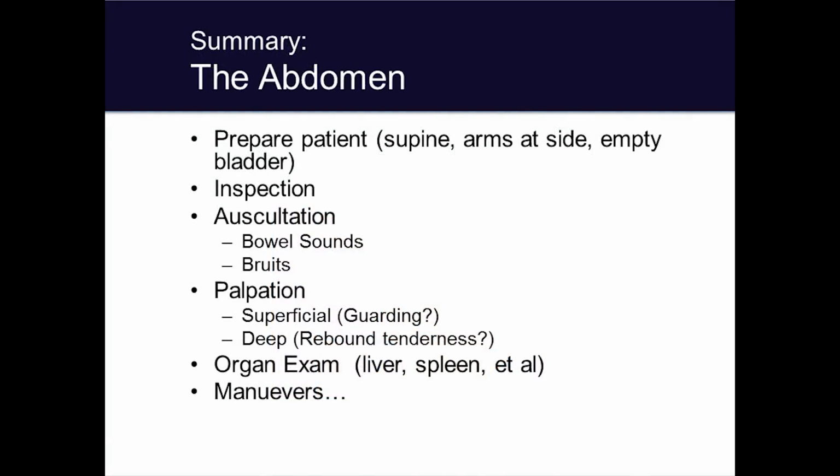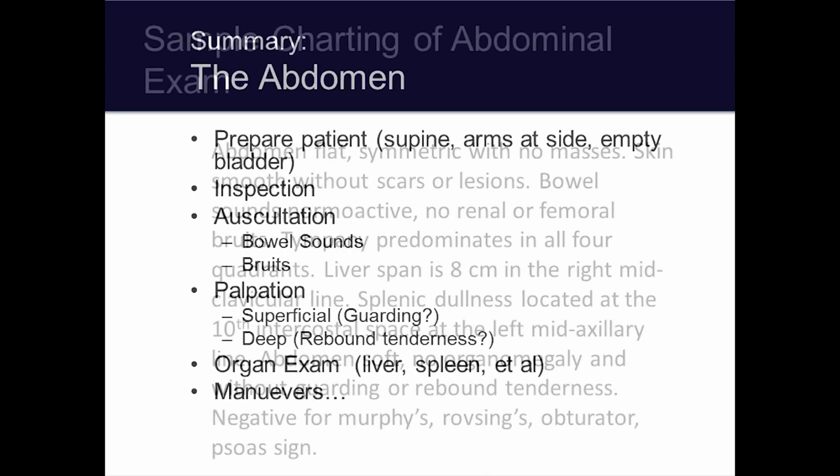In summary, you want to prepare the patient appropriately. So they should be lying on a flat table, supine, with their arms at their side and having an empty bladder. You want to do inspection, auscultation of bowel sounds and bruits, palpate superficially to detect any guarding, which could be voluntary or involuntary, and then more deeply to detect any masses or rebound tenderness. Then you want to examine the specific organs like the liver, the spleen, and the aorta, and you might do specific maneuvers if your history pointed toward a specific cause like appendicitis or acute cholecystitis.